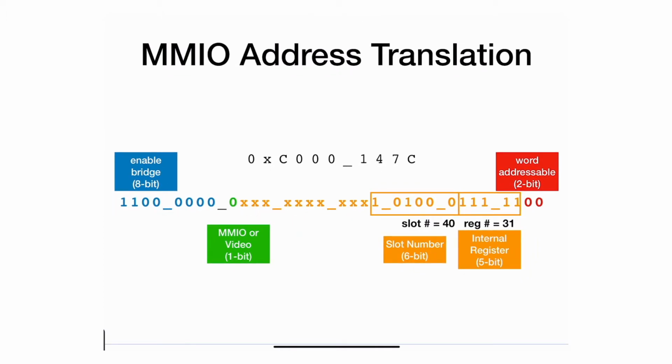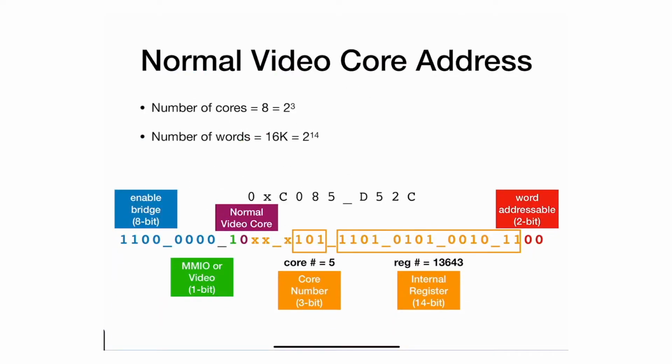So in terms of address translation using the video controller, we do address translation a little bit separately, whether it's dealing with the normal video core or one of the frame buffers. If you're dealing with a normal video core, as a reminder, we have 8 of them, and each one of them will need 16K. So we take a look at this here. The first, the C0, is the same because you're trying to deal with a bridge. And then we have the video controller here. We set this particular green bit to 1, and then we ignore these.